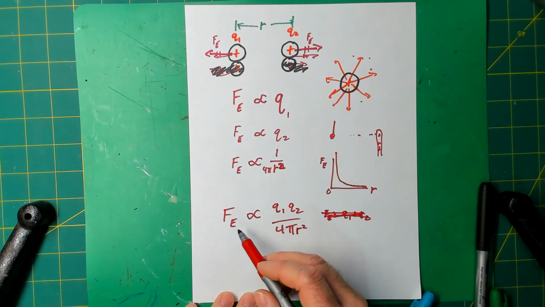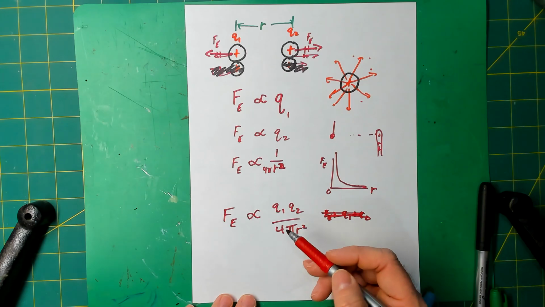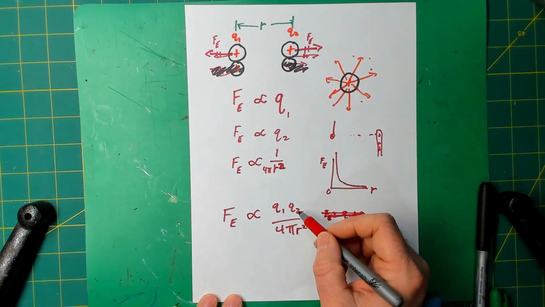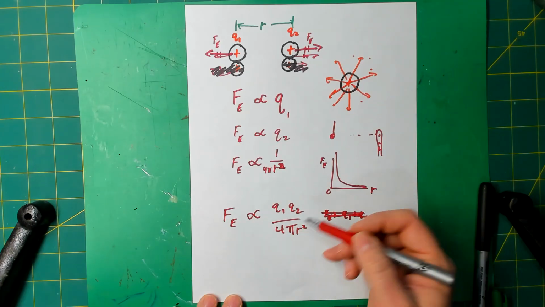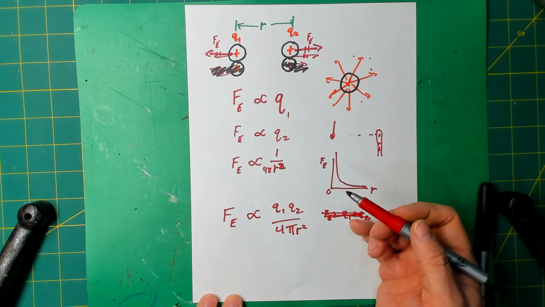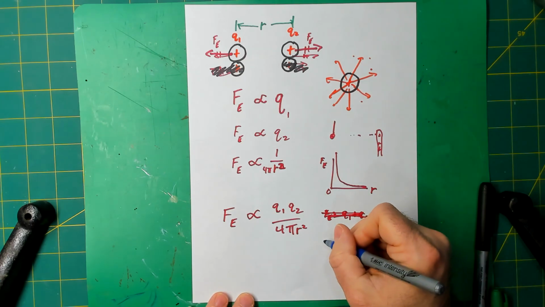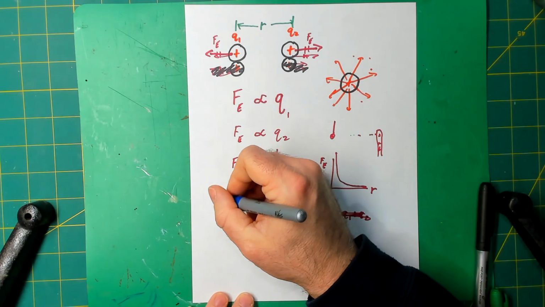Now, I don't want to have it just be proportional to. I'd really like to have an equation so I can calculate. And so the question is, is this everything that goes in that equation, or am I missing something? One way of checking this is to think about units.